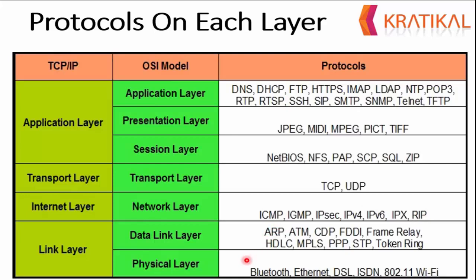Now in the physical layer, there are various protocols. Bluetooth is a wireless technology that is used to exchange data over short distances. So we have seen the various protocols and layers in the TCP/IP model and OSI model. This was all about networking 101, how computer networks work.